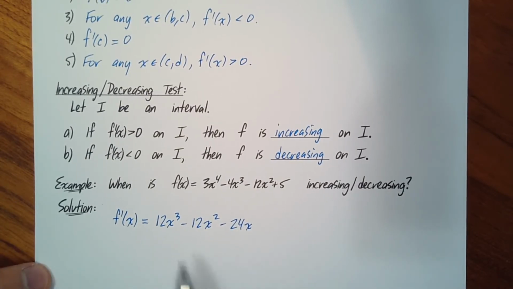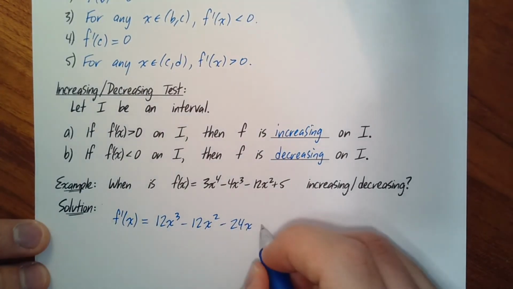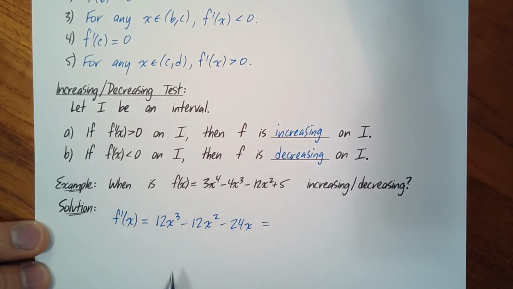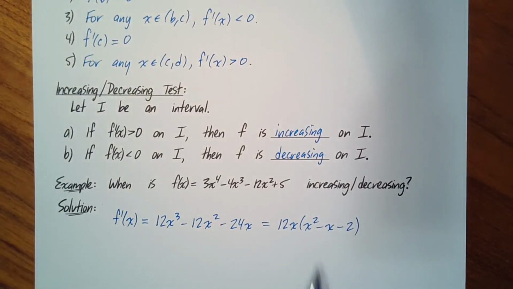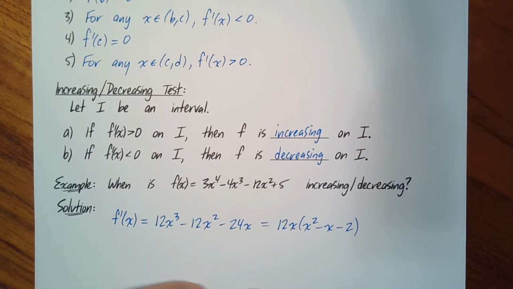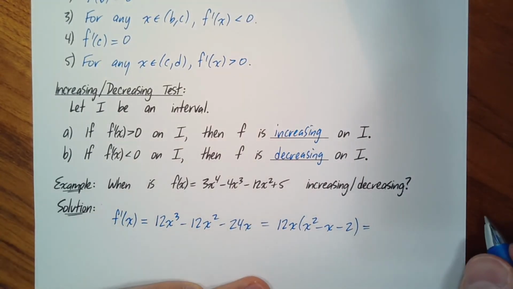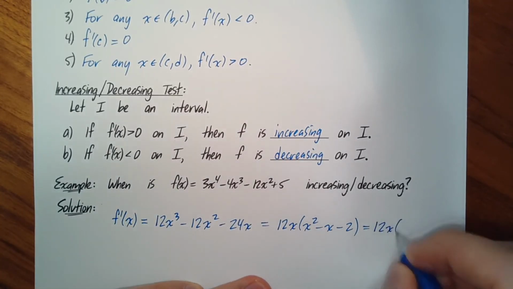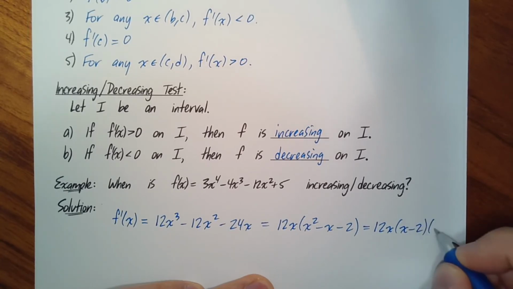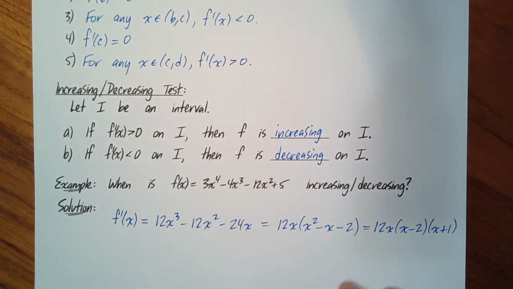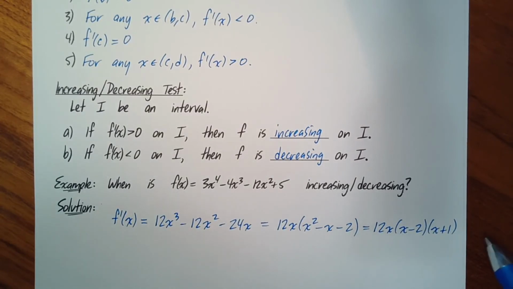Now, as usual, it's going to help if we can factor this as much as we can. So let's pull out any common factors, and it turns out you can pull out a 12, and you can also pull out an x. So if I factor out 12x, we're going to get x squared minus x minus 2. And then actually this can factor. X squared minus x minus 2 factors as x minus 2, x plus 1. So really this is 12x, x minus 2, x plus 1. So now we've completely factored our derivative, which is nice.